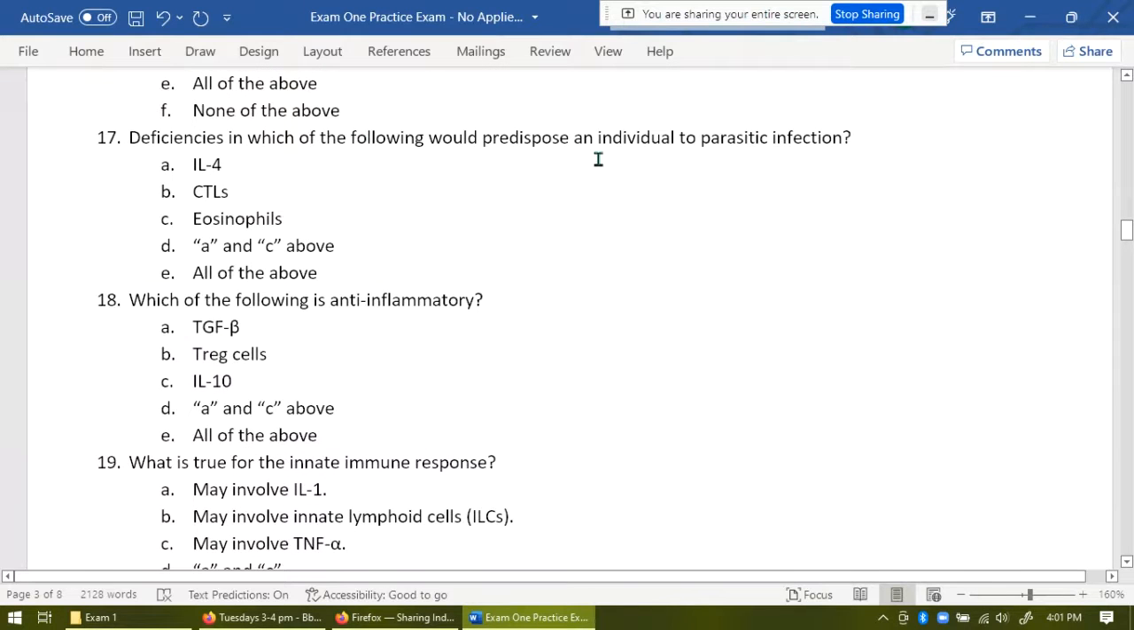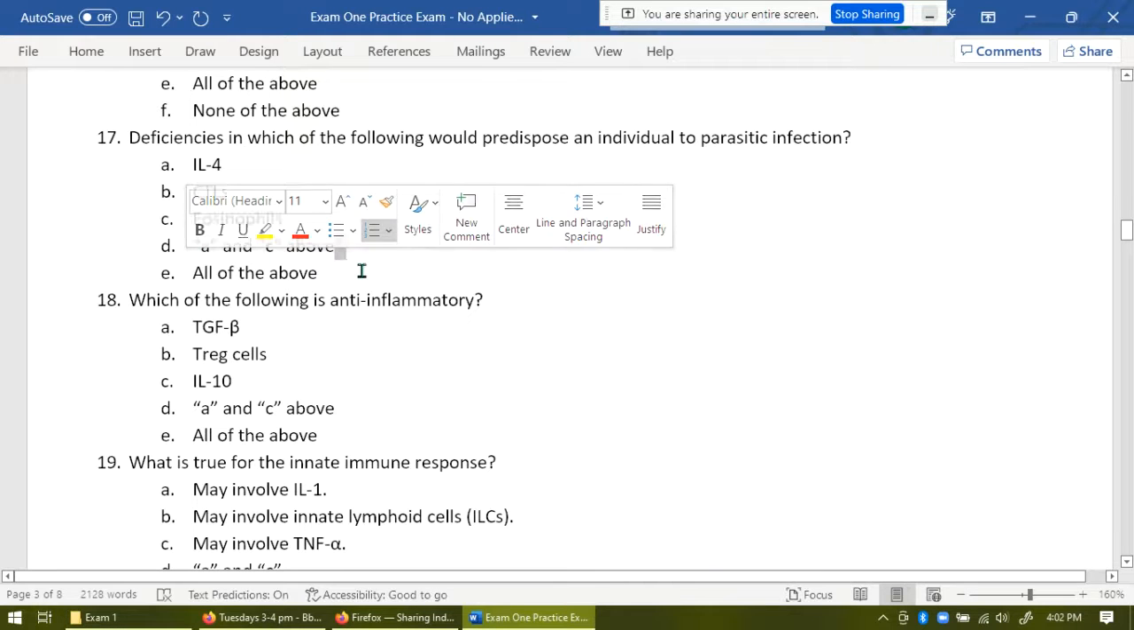Deficiencies in which of the following would predispose an individual to parasitic infection? IL-4, yep. IL-4 is involved in the IgE response, and IgE is antiparasitic. Cytotoxic T cells, nope. Those are involved in defense against viruses and intracellular bacteria. Those are your CD8 positive T cells when they are effector cells. Eosinophils, absolutely. Eosinophils are one of the most important cell types in fighting off parasites. So this one's A and C.